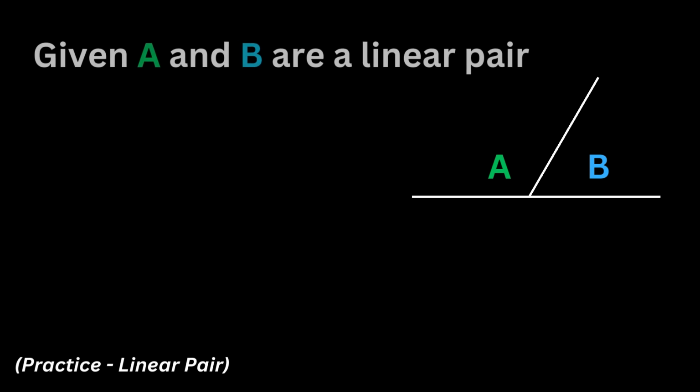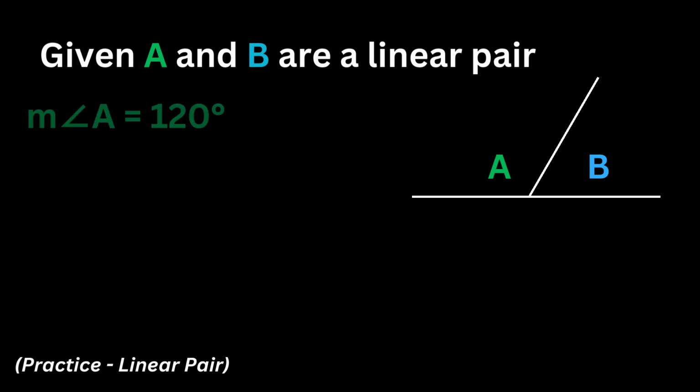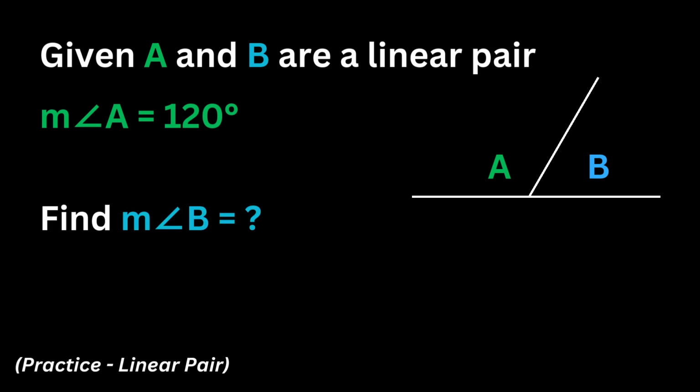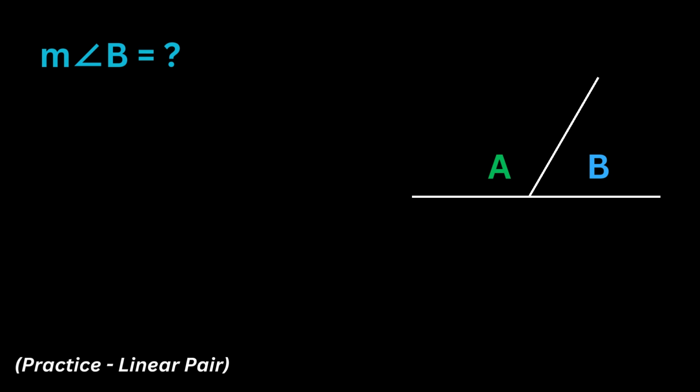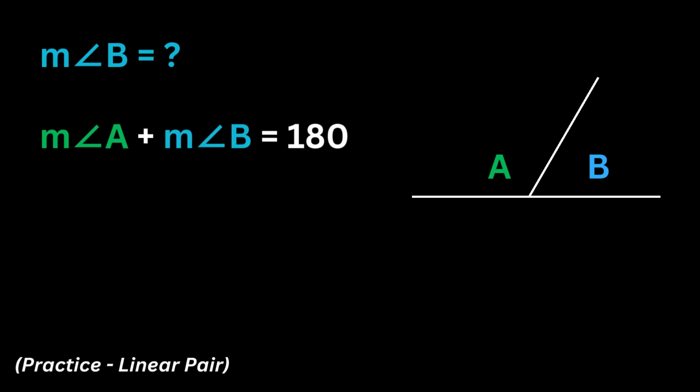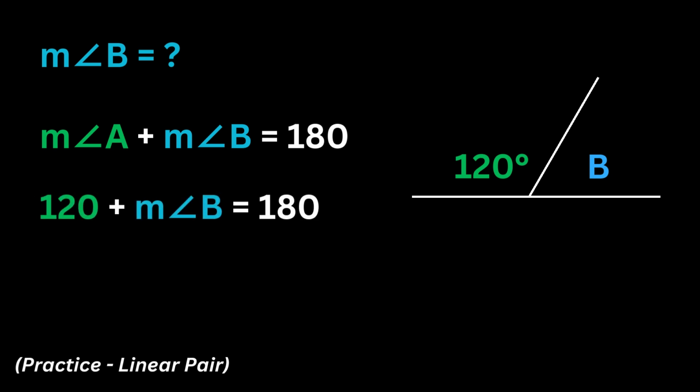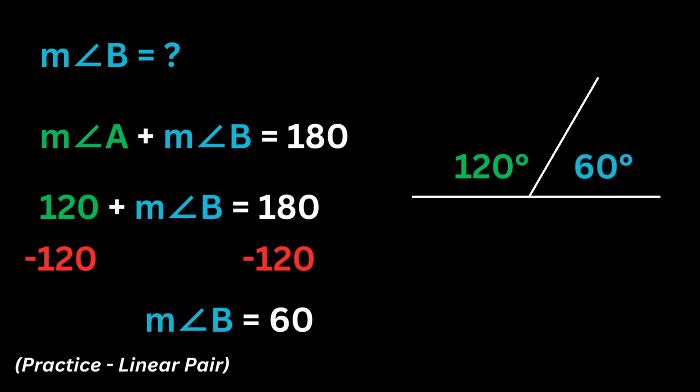Let's do a practice problem. Say angle A and B are a linear pair. If the measure of angle A equals 120, what is the measure of angle B? First, set up an equation. We know that since A and B are a linear pair, they add to 180. So we can write measure of angle A plus measure of angle B equals 180. We're given that the measure of angle A equals 120. Substitute this into the equation, and then subtract 120 from both sides. And we're left with the measure of angle B equals 60.